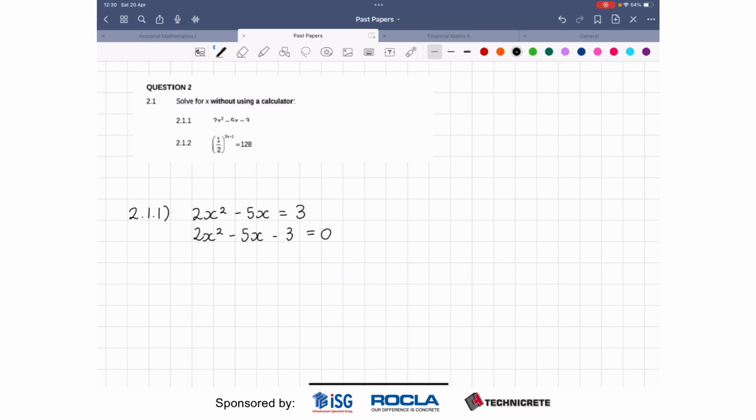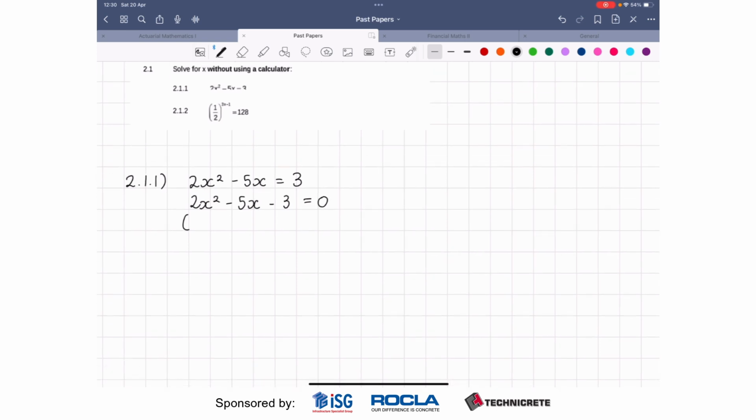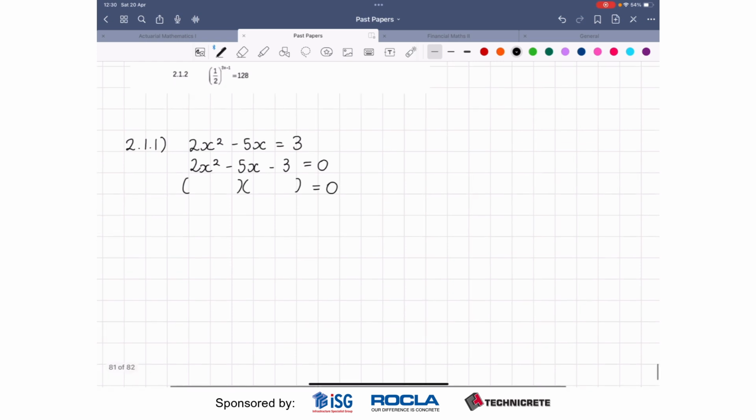And now I'm going to factorize the left-hand side, so I'm going to have 2 brackets, which is equal to 0, and given that the first term was 2x squared, I know that my first term in these 2 brackets multiplied together have to give me 2x squared. And I can have that if one of them is 2x and the other one is just x. And then I see that my constant term is minus 3, which means that this one and this one multiplied together need to give me minus 3.